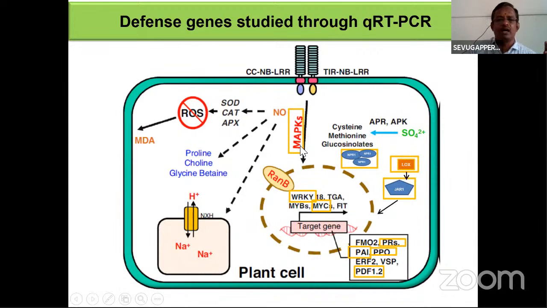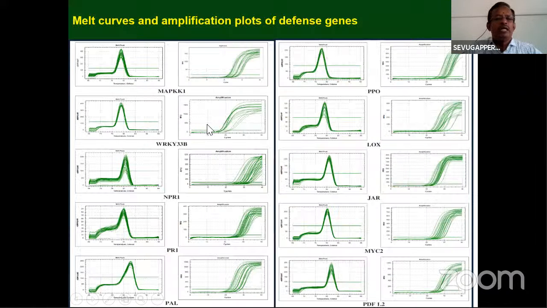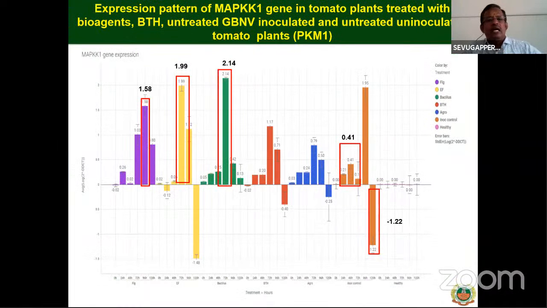and the transcript level of mitogen activated protein kinase, then the WRKY factors, TGA, then MYB, MYC, then PAL, ERF, PPO, proline, superoxide dismutase, and catalase. All these defense genes were detected through real-time PCR assay. The real-time PCR based on the gene transcript level expression explained that the mitogen activated protein kinase gene expression was triggered.